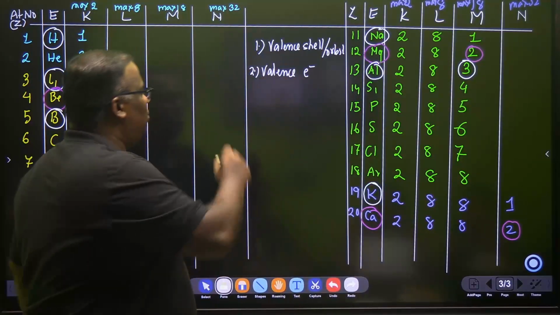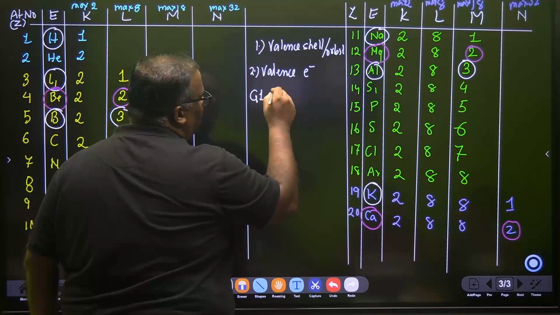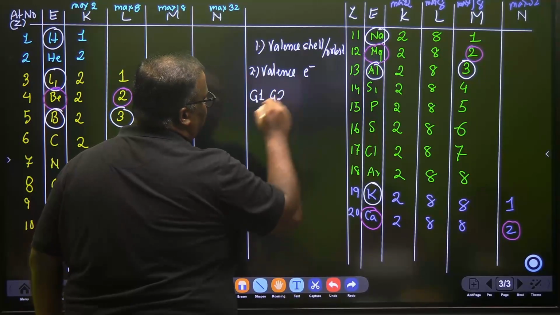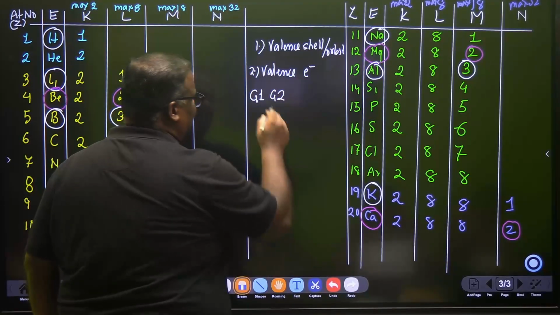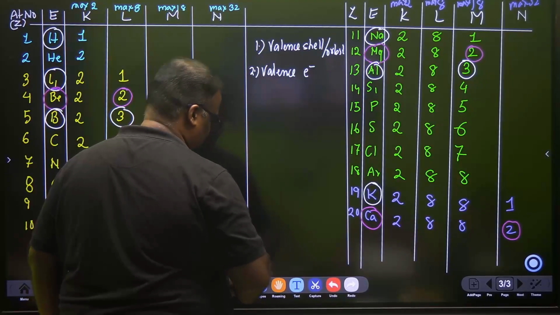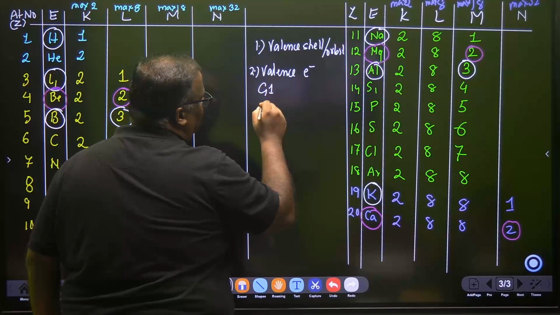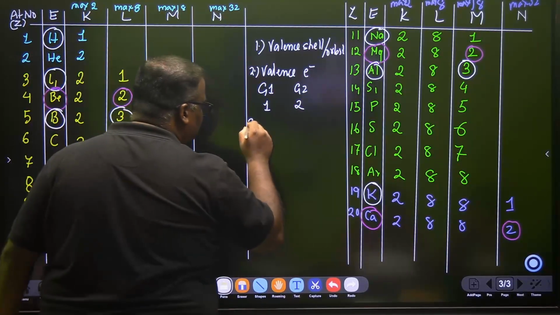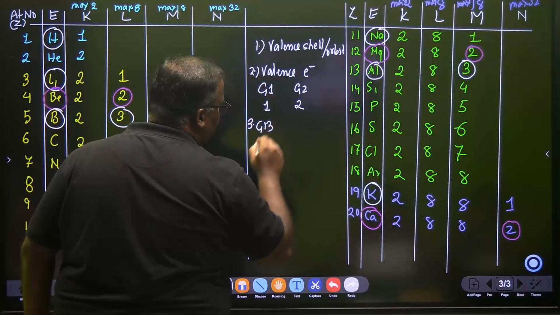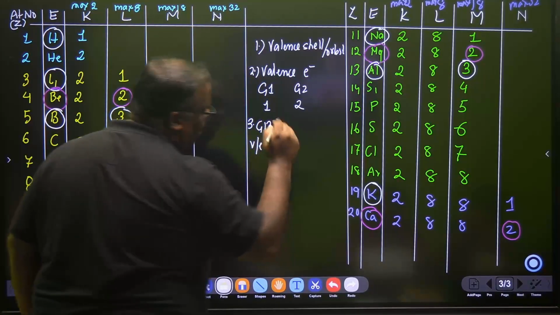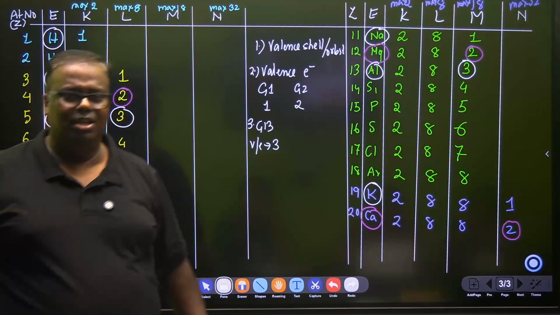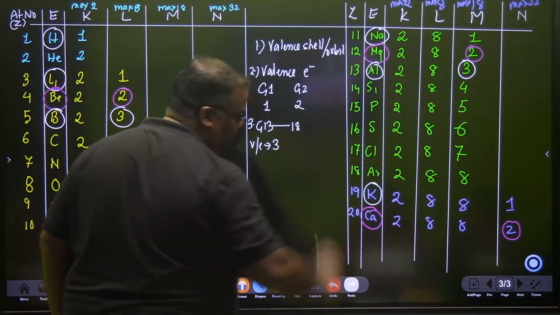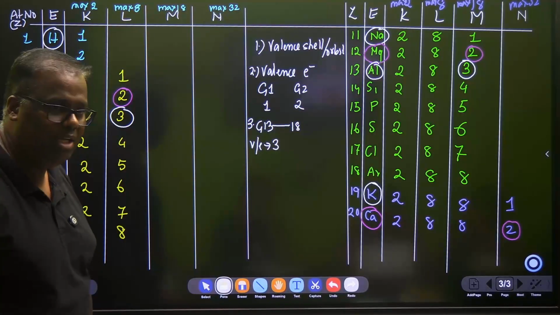But somehow our arithmetic is not working now. We see that for group 1 you have got 1, for group 2 you have got 2. However, when you came down to group 13, you are finding that the valence electron is 3. It is not matching. So let's match it. The matching is from 13 to 18. What did I say? 13 to 18.